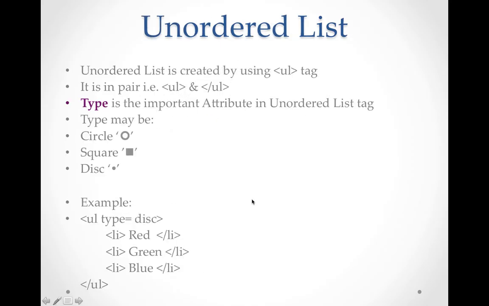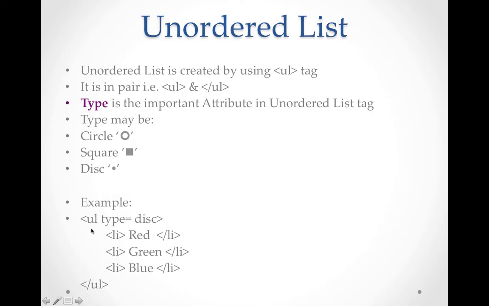Next one, unordered list. Unordered list is created by using the UL tag. What is the full form? Unordered list. It is also in a pair, that means start tag and end tag. Type is an important attribute in unordered list also. Type may be circle like this, square like this and disc. Disc will be a filled circle.